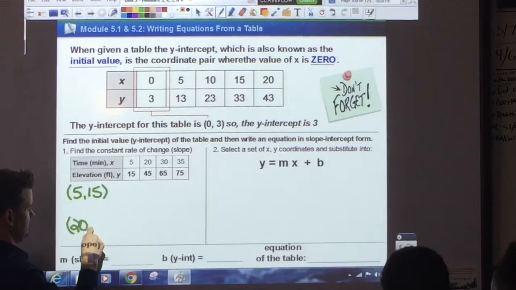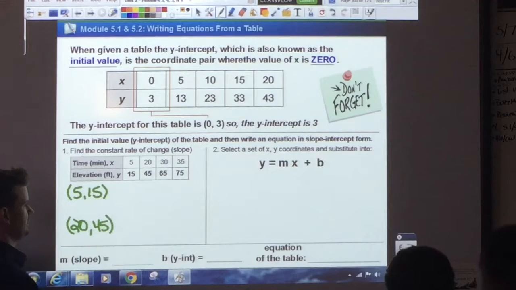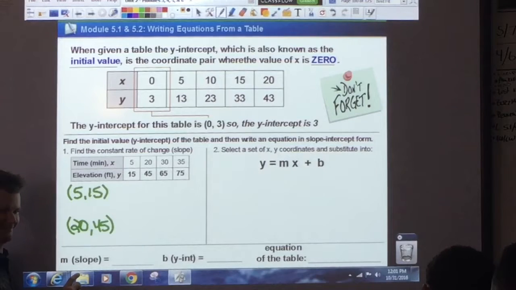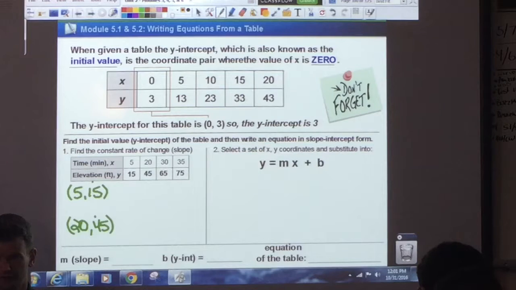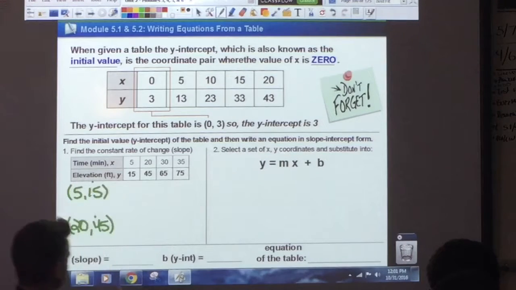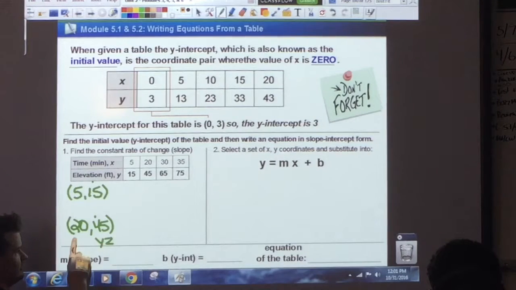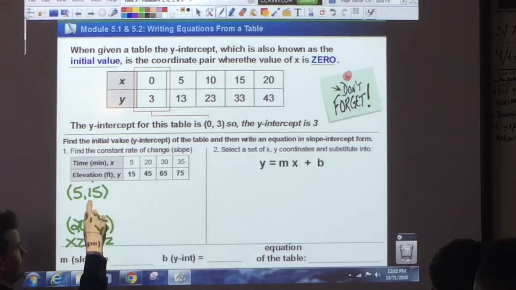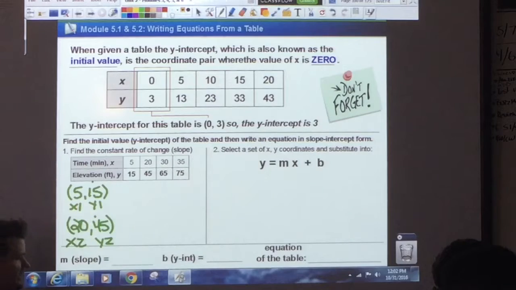All right, so Catherine, what is your y2? 15. Okay, it could be. However, we have two y values, 15 and 45. It doesn't matter which one you make the y2, but we want 45 to be the y2 because that way we get a positive numerator. It makes it simpler for us. So this is my y2, which, Catherine, has to be your what? X2. Perfect. That makes this y1, and that makes this x1.